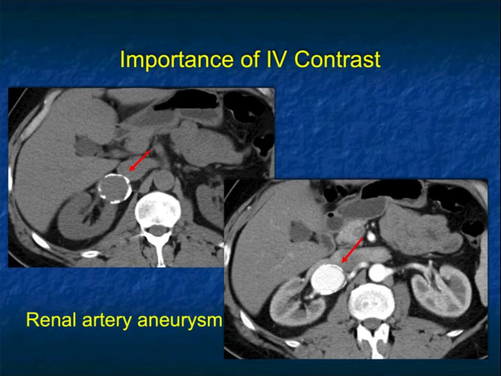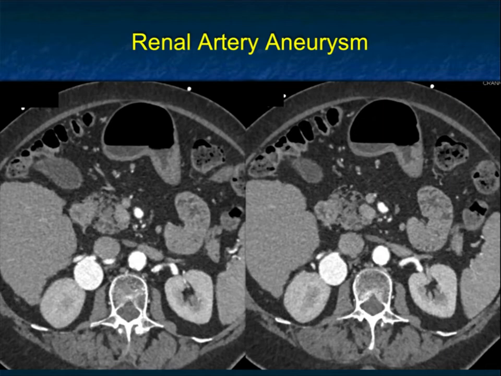Some people feel if their lesions are very calcified, they're less likely to rupture. That's true, but often it's discontinuous calcification, so it may not be that helpful. Another example, renal artery aneurysm in the right kidney, very nicely shown by the hilum.